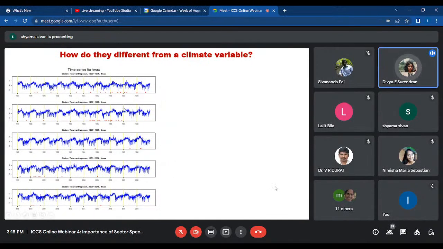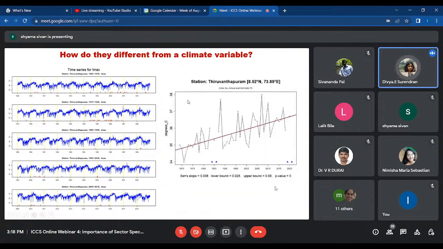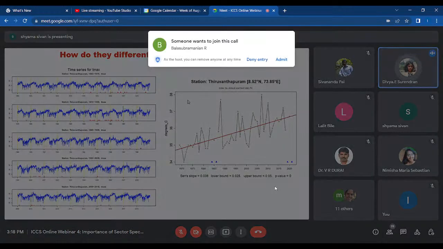So how do they differ from a climate variable? In the left panel, what I have shown is the time series of maximum temperature for Trivandrum station from 1969 to 2020. This figure shows, decade wise, how the maximum temperature is varying from 1969 to the present.